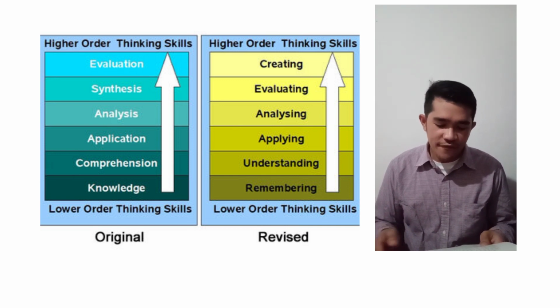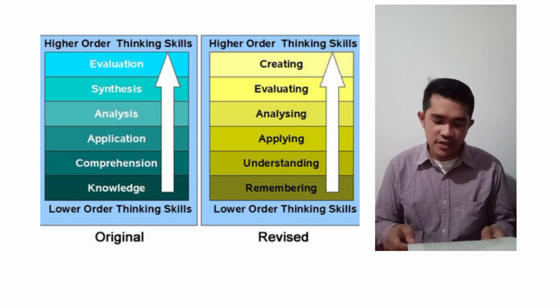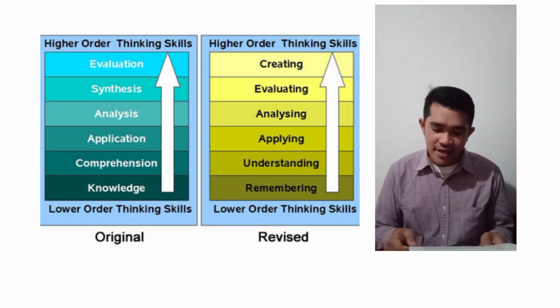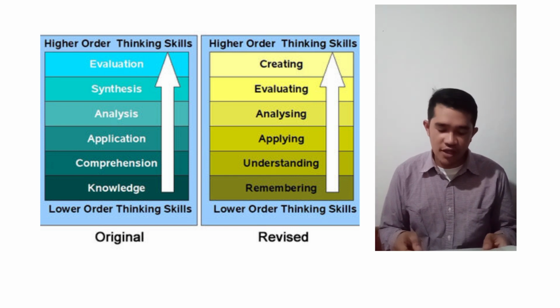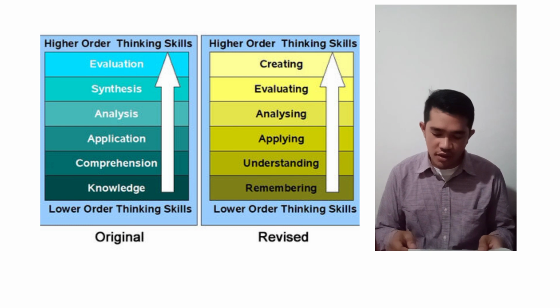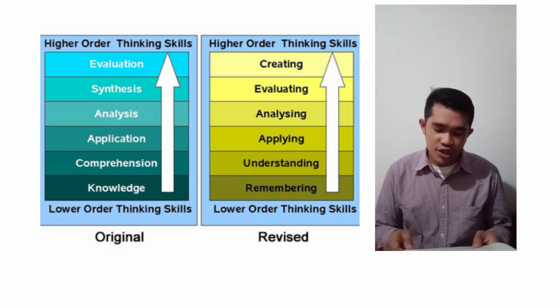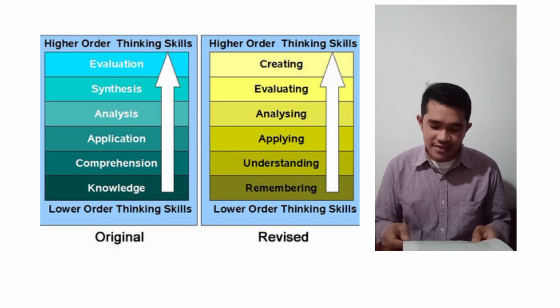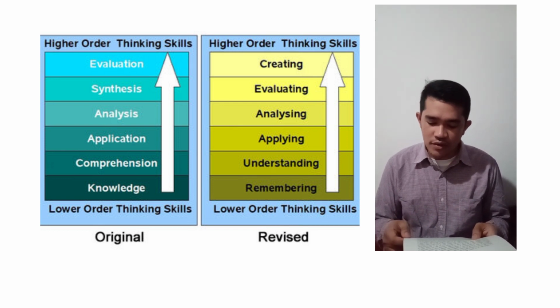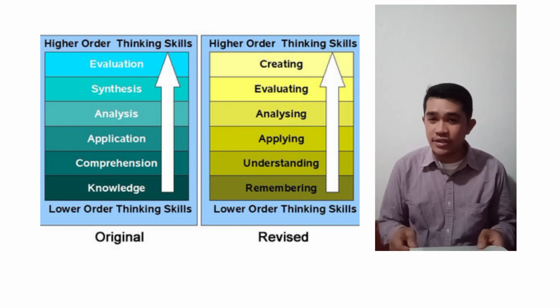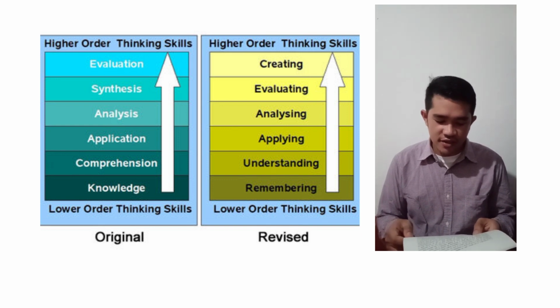Another difference is that for Bloom, the highest among the thinking skills is evaluation. Fifth is the synthesis, but the highest is evaluation, while for Anderson, the highest is creating, which has the same meaning as synthesis, while the fifth among the higher order thinking skills for the cognitive target is evaluate.